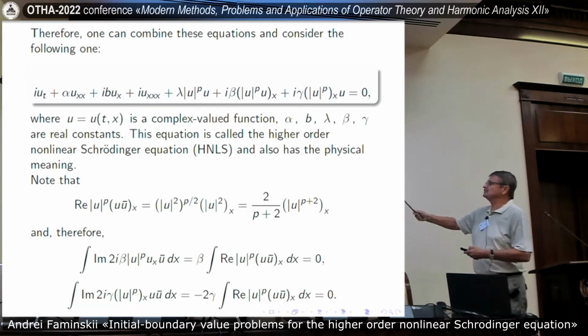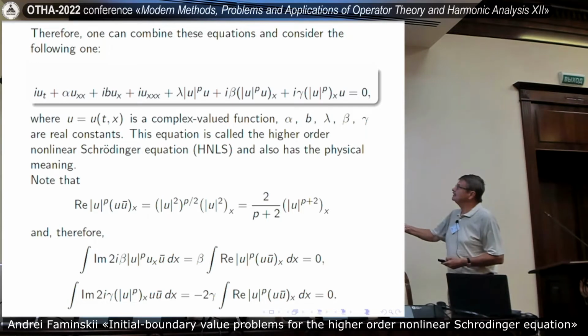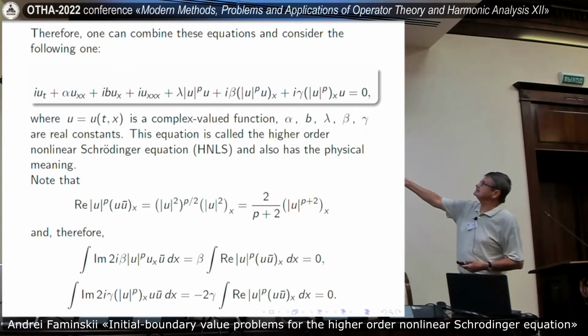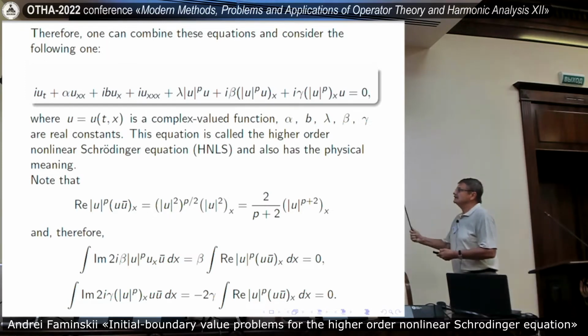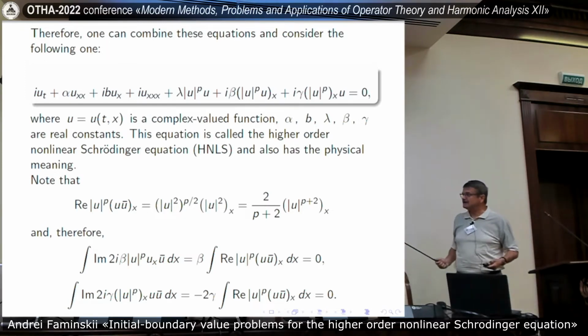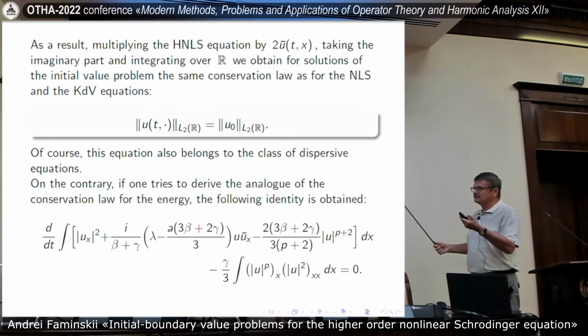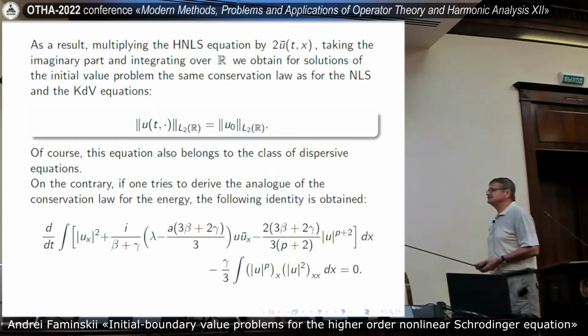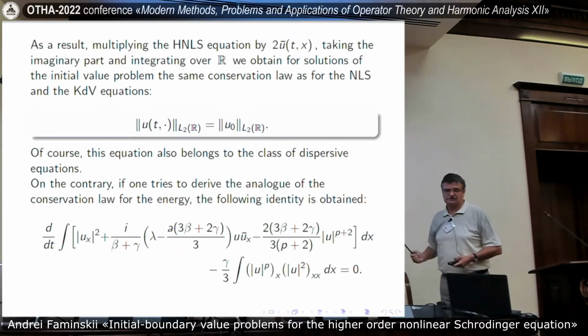These simple calculations show that if we multiply our equation by 2u bar, take the imaginary part and integrate, then again, as for the nonlinear Schrodinger equation itself and the Korteweg-de Vries equation, this norm is conserved.